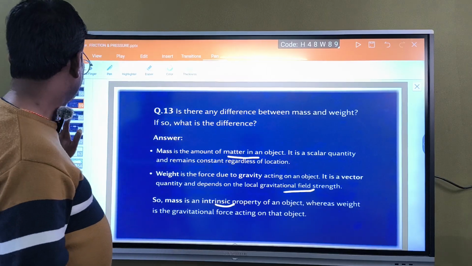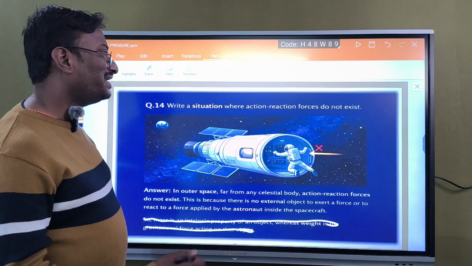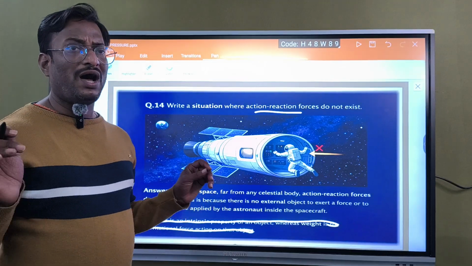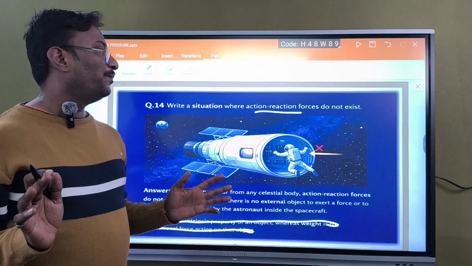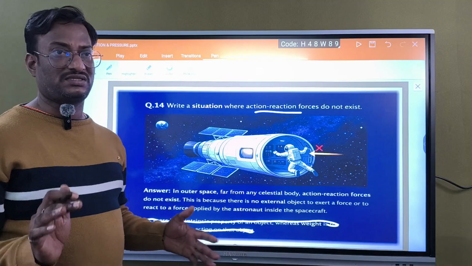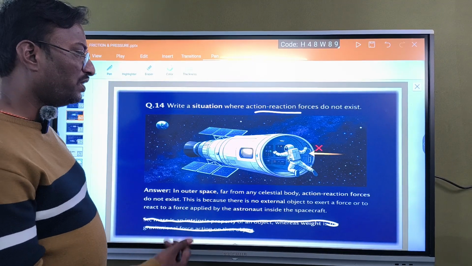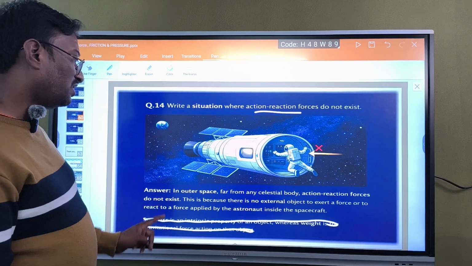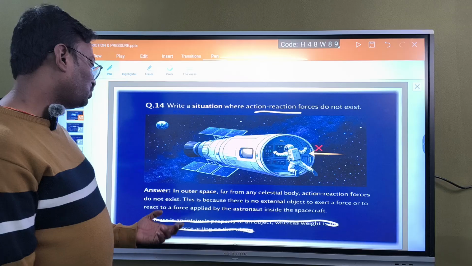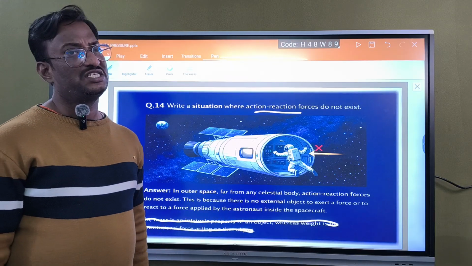Next one. Write a situation where action reaction forces do not exist. Almost everywhere on the earth you will feel both action and reaction forces. You won't get a single force on the earth. But in other cases, in outer space far from any celestial body, action reaction forces do not exist. This is because there is no external object to exert a force or to react to a force applied by an astronaut inside the spacecraft.